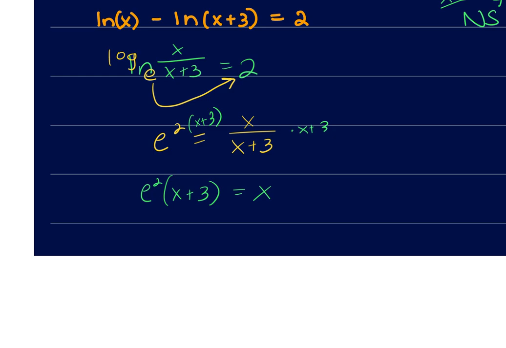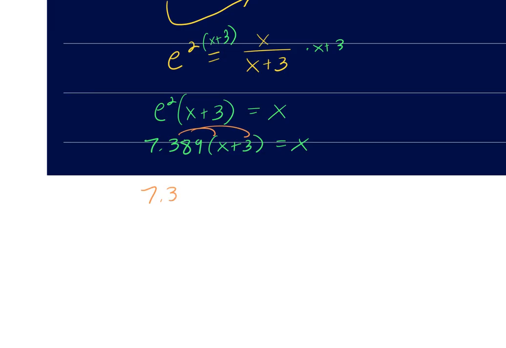So on the left-hand side, I could write e to the second as 7.389. If you're going to round it, which is fine, you can, but you have to round it to 3 decimal places. Don't round it less than that. Now, because I have x's on both sides, I'm going to have to distribute the 7.389. So I get 7.389x plus 7.389 times 3, 22.167 equals x. And now I want to subtract the 7.389x so that both my x's are on the same side.